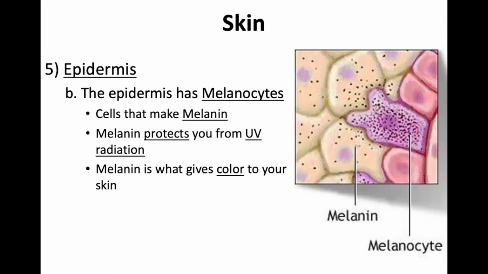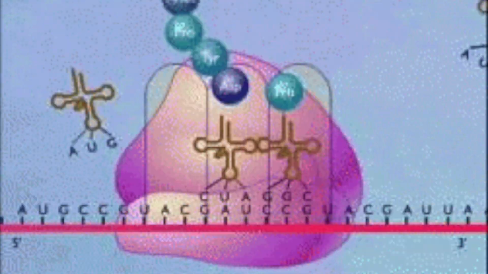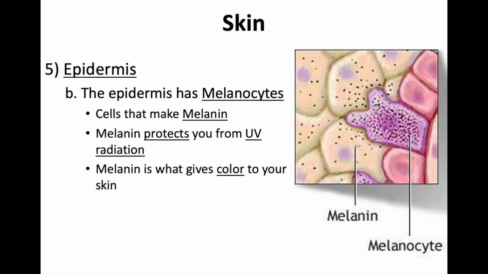You have some that are protecting you from excess sunlight. These specialized cells, shown here in purple, are known as melanocytes. And again, protein synthesis, these guys are undergoing a lot of protein synthesis. They're making tons of these proteins called melanin.